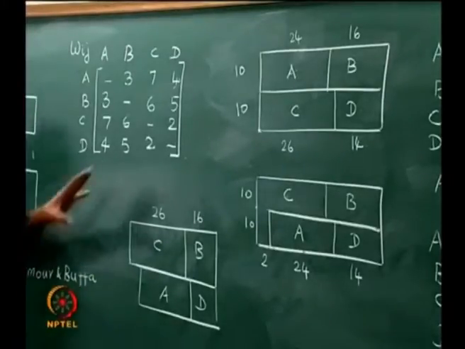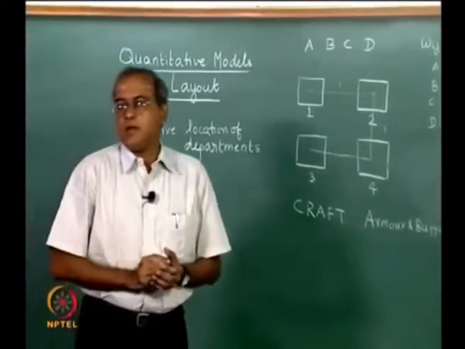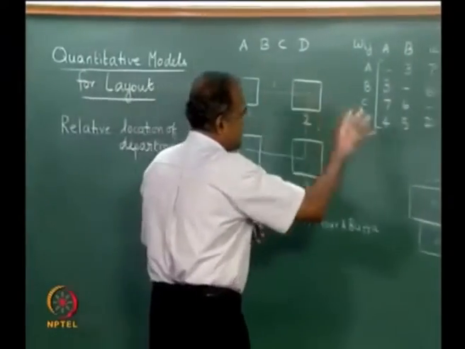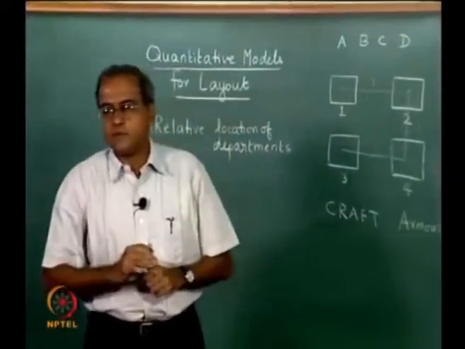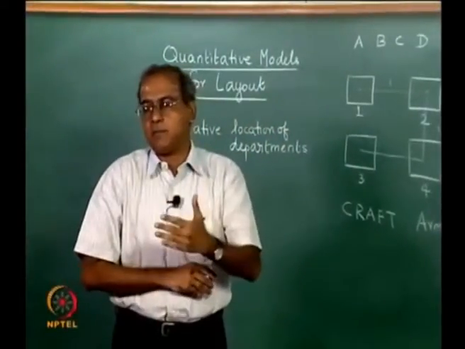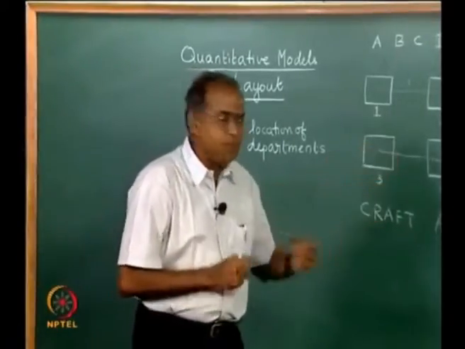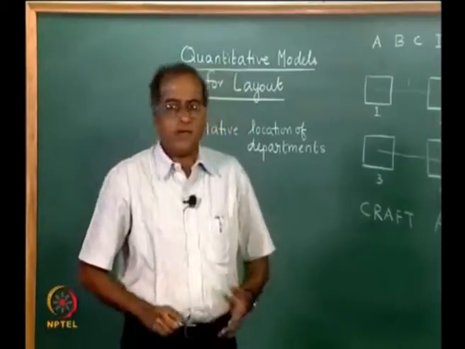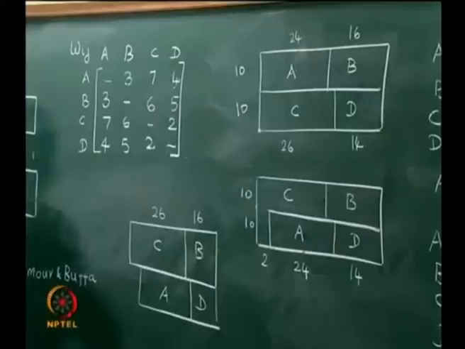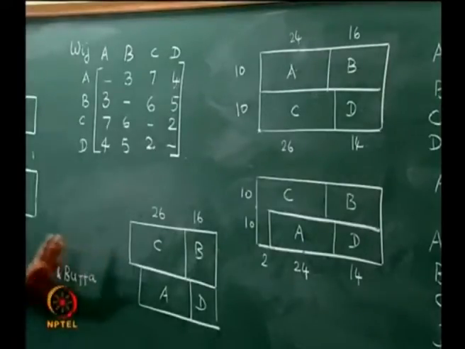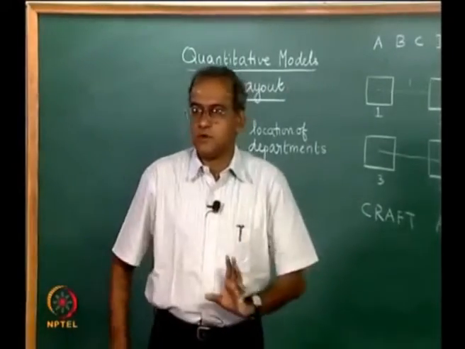Now, this is how the Craft algorithm works. Craft algorithm has a couple of advantages. One is Craft is able to consider different area requirements for different departments, which was not explicitly considered by the quadratic assignment problem. Second, Craft is a simpler algorithm, it is a heuristic algorithm. It is centered around pairwise exchange of areas of the various departments. So, it does not guarantee the optimal solution always. It is a heuristic solution.